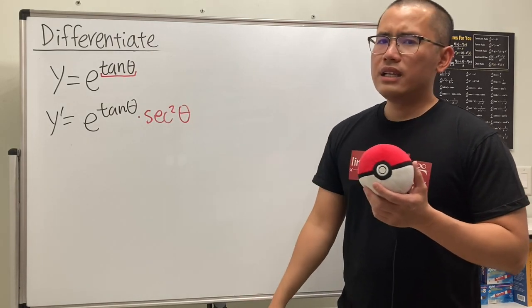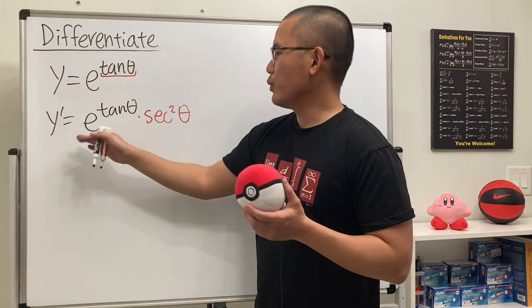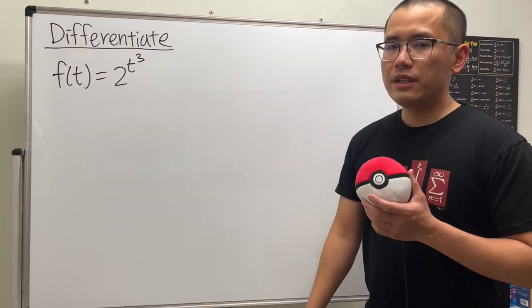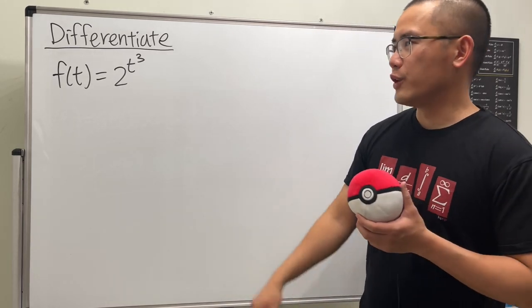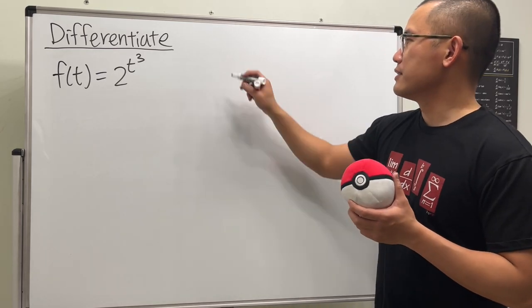Yeah. And usually this is okay. You can put this in the front, or you just leave it like this. It's totally okay. So now let's see how we can differentiate 2 to the t to the third power. So here we have to use the chain rule, and we see that the input is t to the third power. So let's go ahead and write it down on the side.